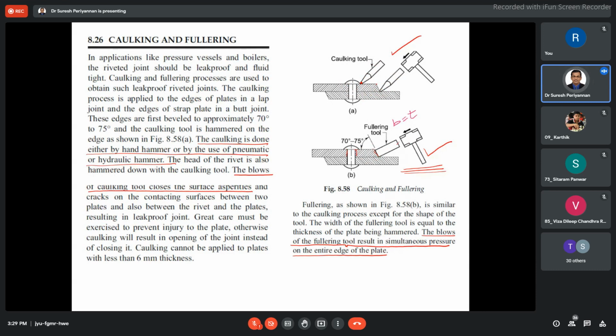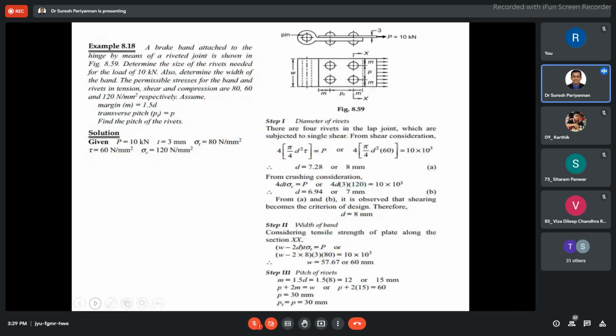Then we can obtain a good leak-proof riveted joint, a fluid-tight joint, we can apply it and get it. But chalking cannot be applied to plates with thickness less than 6 mm. This is the limitation. Okay, now I come to the problem.